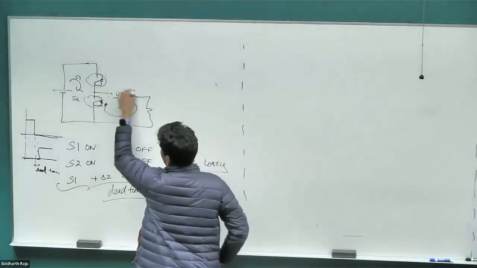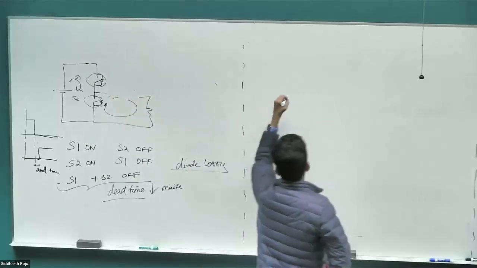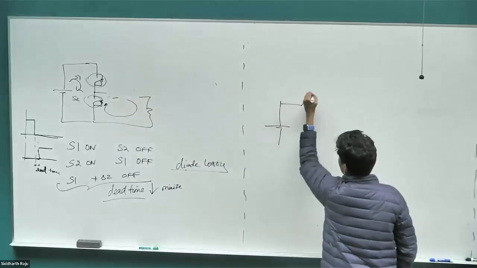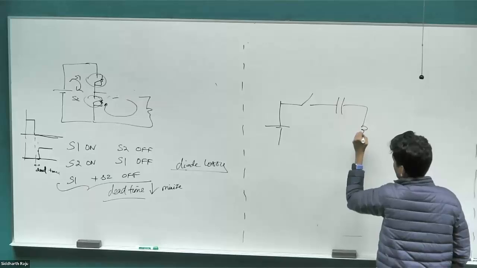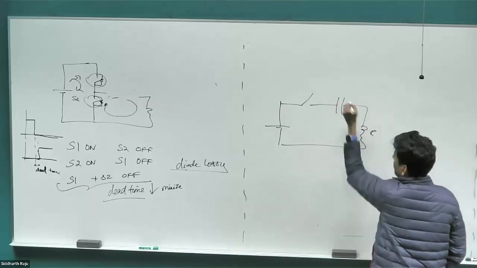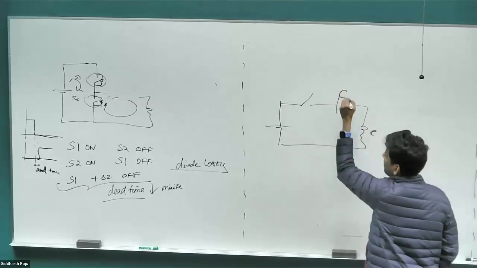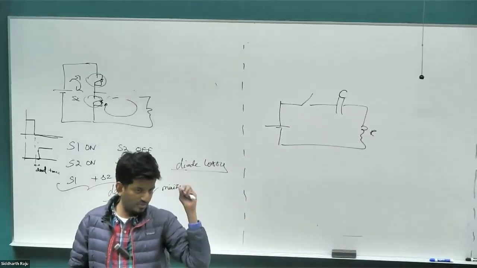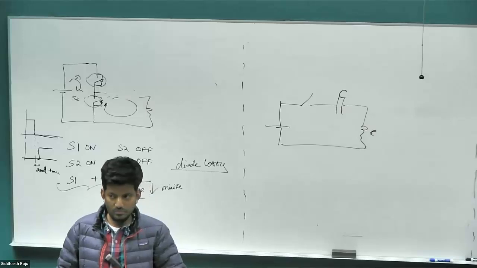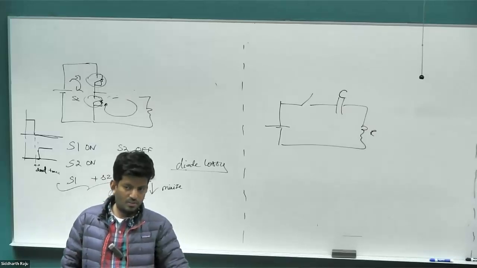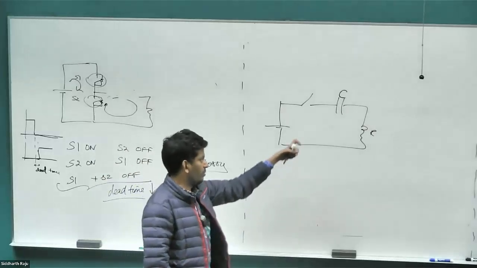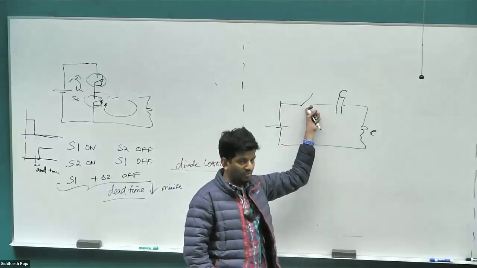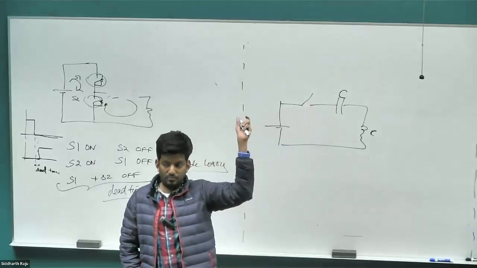Thank you. Let's say instead of this, I had a switch and a capacitor. Do I need a diode in this case, or can I freely turn on and turn off as I wish? What will be the expression for the current once I close the switch? What will be the steady state current?